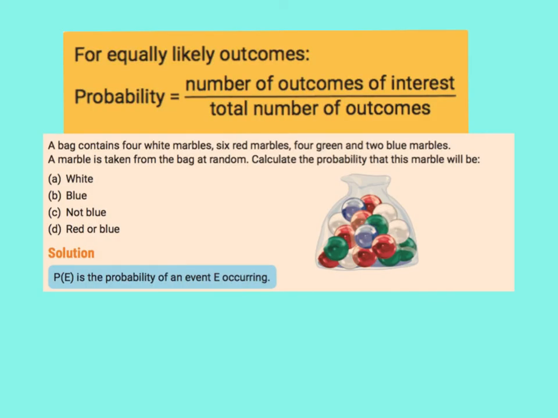So what we know now is that for equally likely outcomes, probability is equal to the number of outcomes of interest over the total number of outcomes. So here's a question for you, a little bit more complex than what we were looking at. A bag contains 4 white marbles, 6 red marbles, 4 green and 2 blue marbles. A marble is taken from the bag at random. Calculate the probability that this marble will be... So first of all, what I need to do here is figure out how many marbles in total. I'm told 4 plus 6 gives me 10, plus 4 gives me 14, plus 2 gives me 16. So 16 marbles in total.